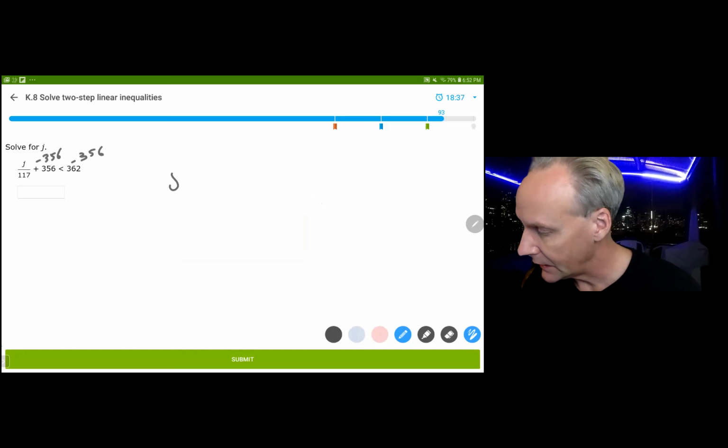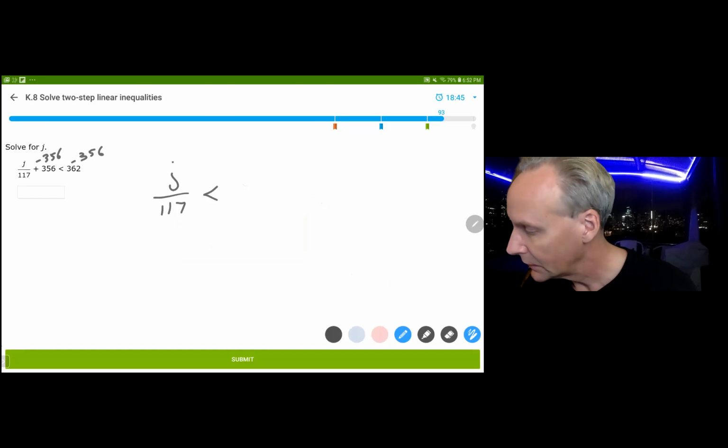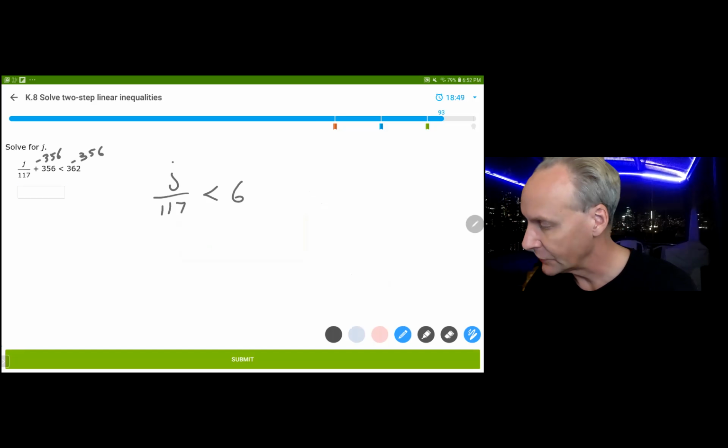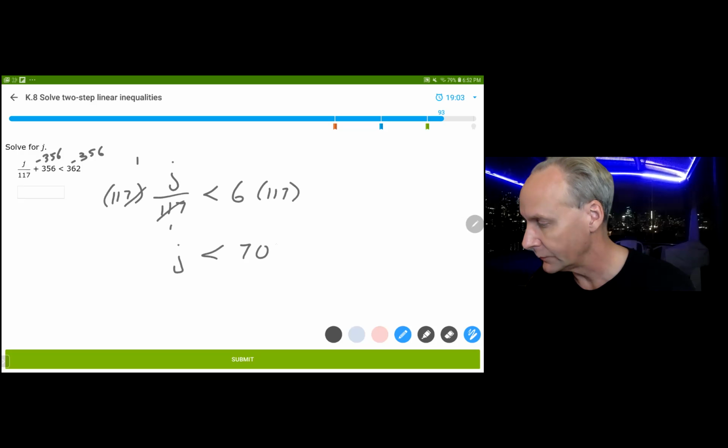And I have J over 117 is less than, looks like I'm getting a negative 6. Huh? No, a positive 6, excuse me. And then I'm going to multiply by 117 on both sides. There will be no sign changes going on here. There is no negative being multiplied. And that's going to be 702 maybe.